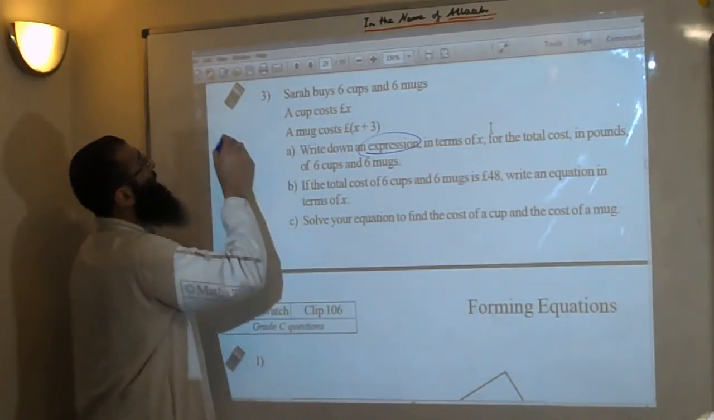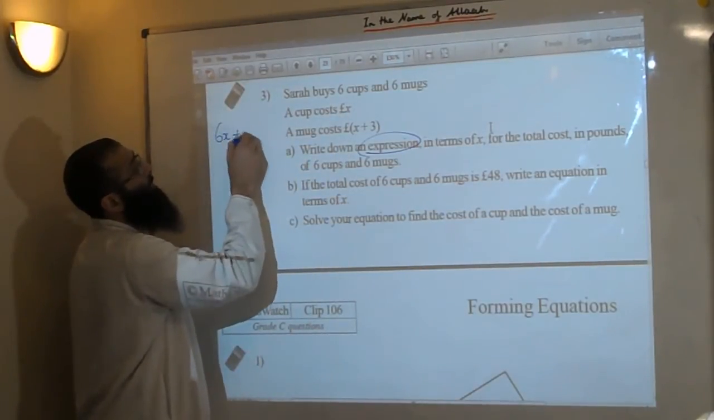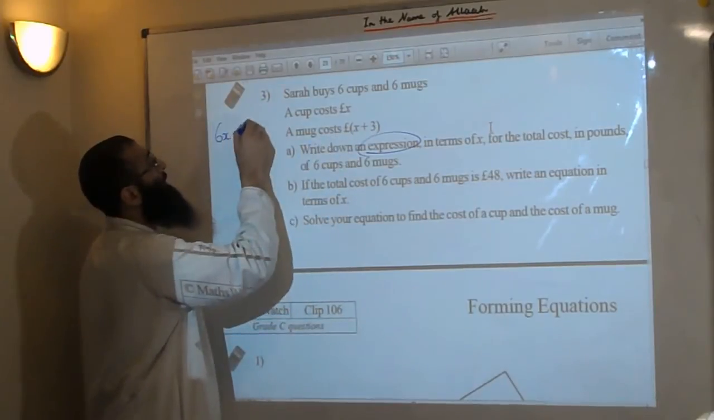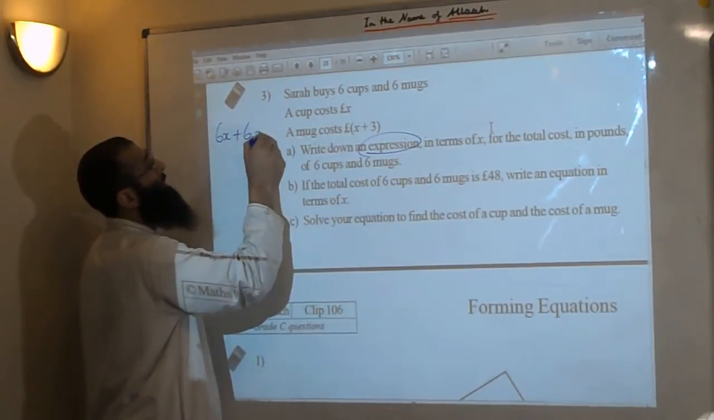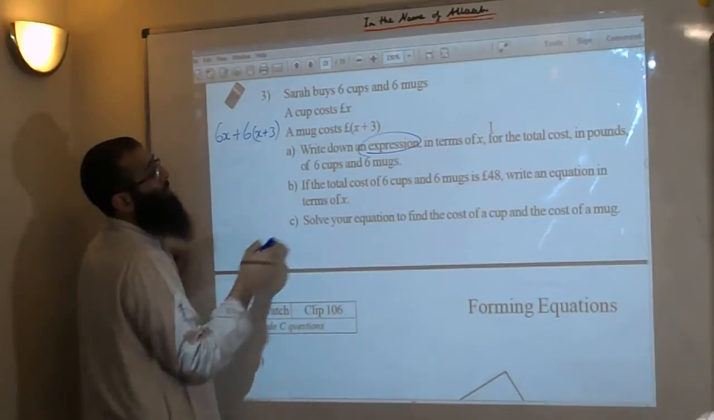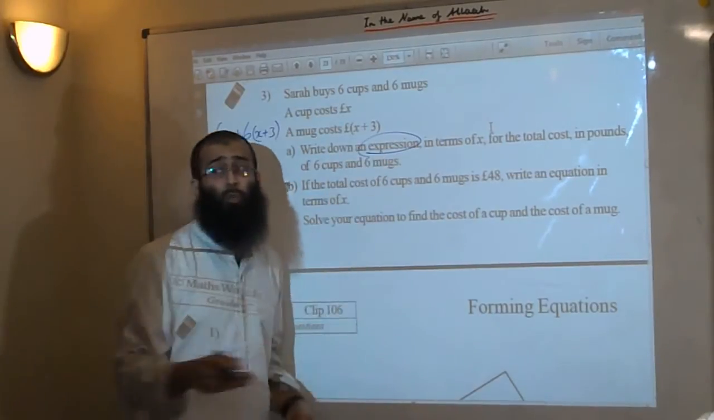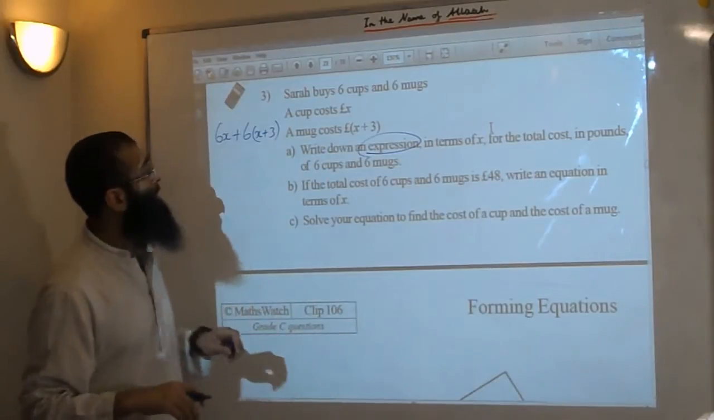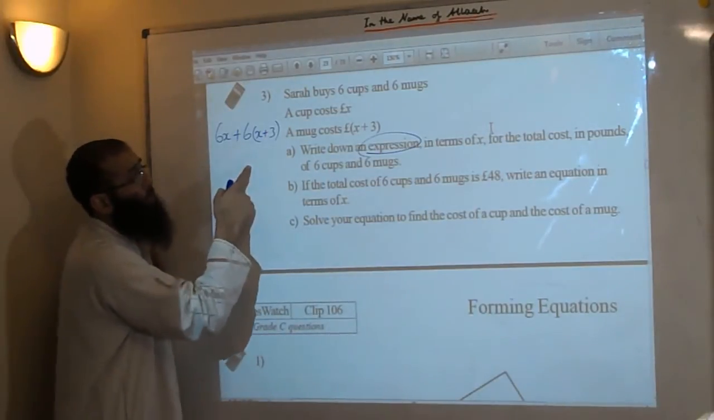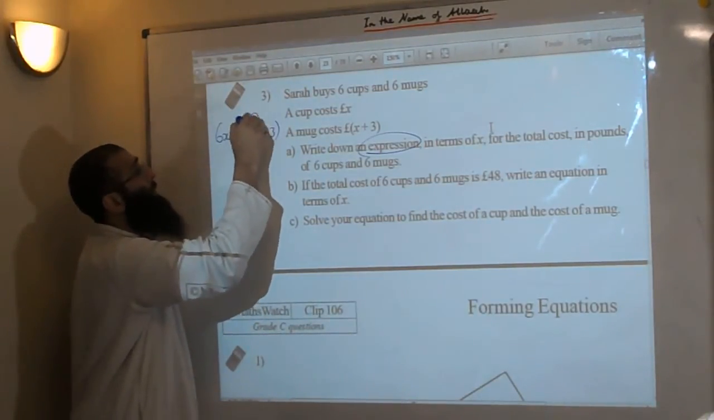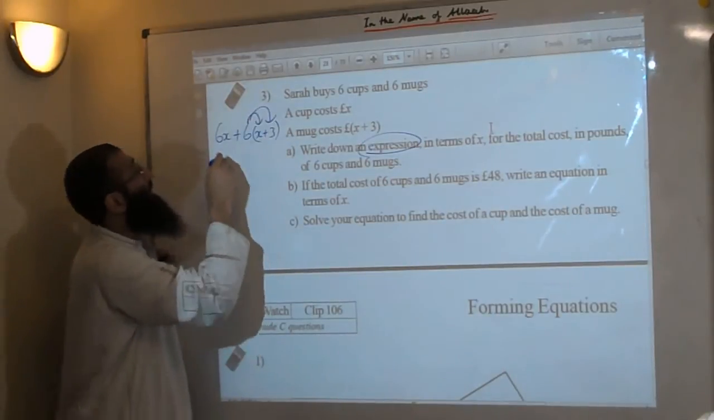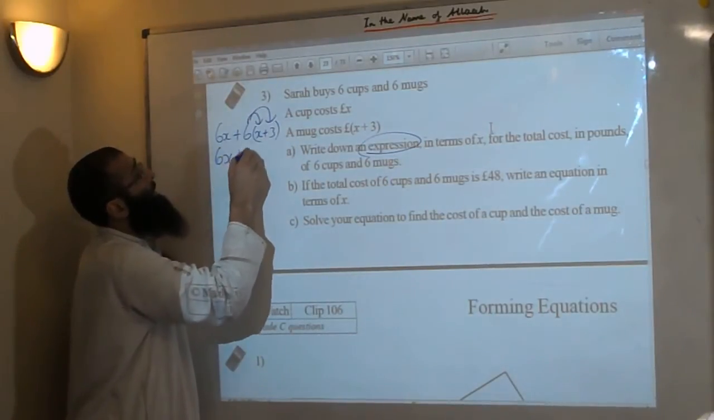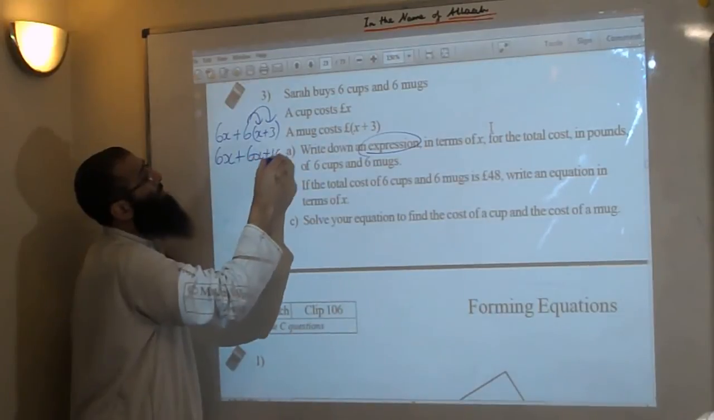So we need 6 of those. And we're going to buy 6 of those. So write down an expression. Expression means no equal signs. In terms of x, the total cost in pounds of 6 cups and 6 mugs. So what we could do here, we can multiply this part out and simplify it. So that will give you 6x, add another 6x, add 18.